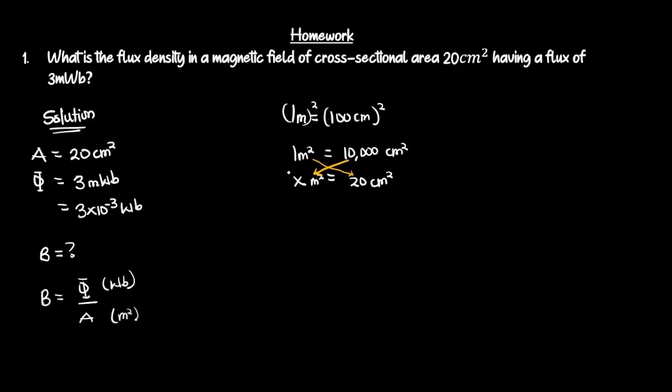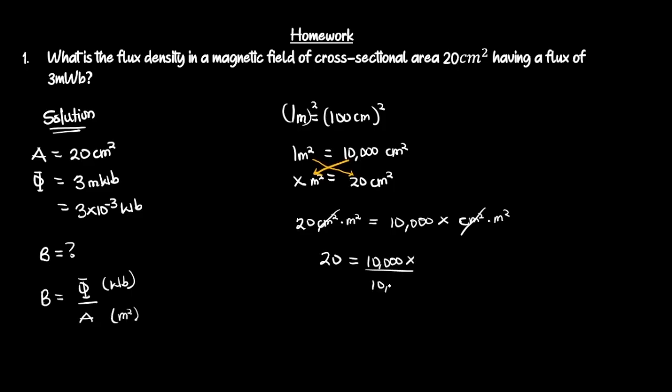So if I do that, 1 multiplied by 20 will give me 20 centimeters squared multiplied by meters squared, and this will be equal to 10,000 x times centimeters squared multiplied by meters squared over here. Now mind you, we want to find the value of x in this case. So I will cancel the centimeters squared from both sides because I want just the meter. So this is basically just 20 is equal to 10,000 x.